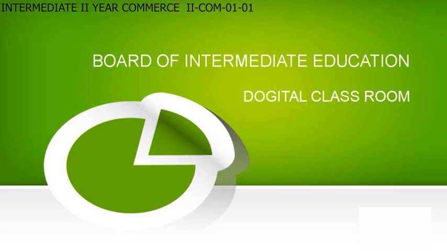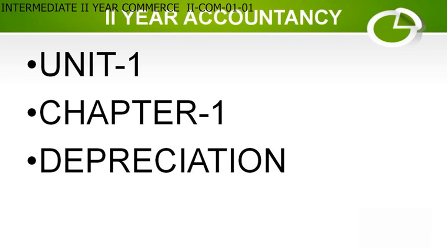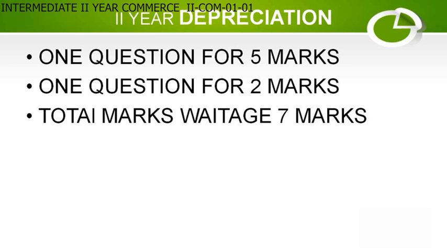So, my dear students, in the second year syllabus, from the accounting part, the first chapter is depreciation and the second chapter is accounts from incomplete records, or we can say single entry system. The third chapter is consignment accounts, the fourth is accounts from non-trading concerns, and the fifth is partnership accounts, which is divided into two parts: admission of a partner and retirement of a partner.